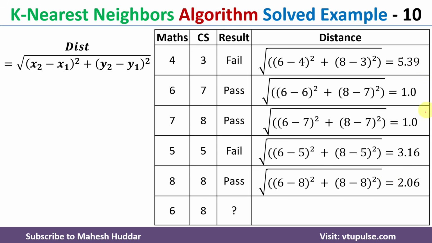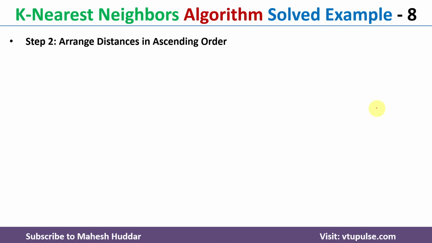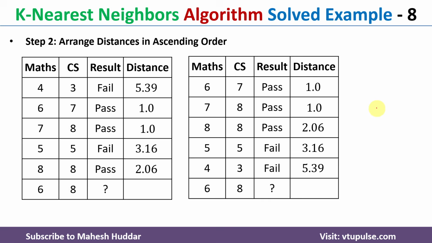Similarly, we need to calculate the distance for the remaining data points with respect to test instance. Once you find the distances for all the data points, next we need to arrange these data points in the ascending order. Ascending order means in the increasing order. First we will get the minimum value. After that, we will get the maximum values.